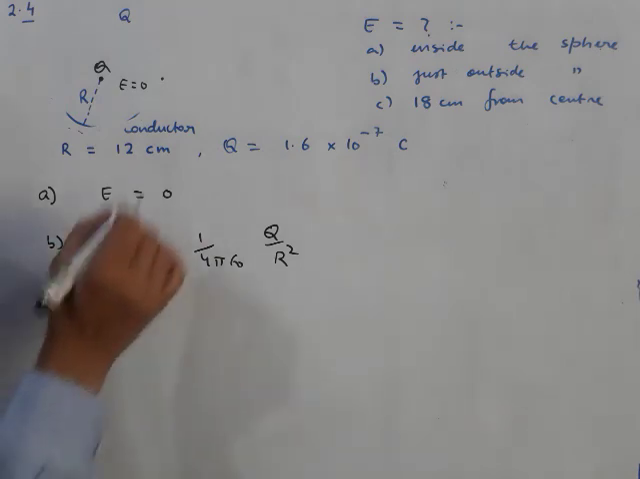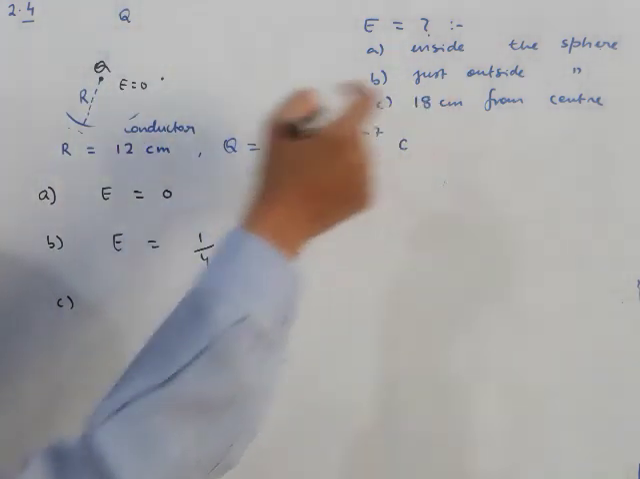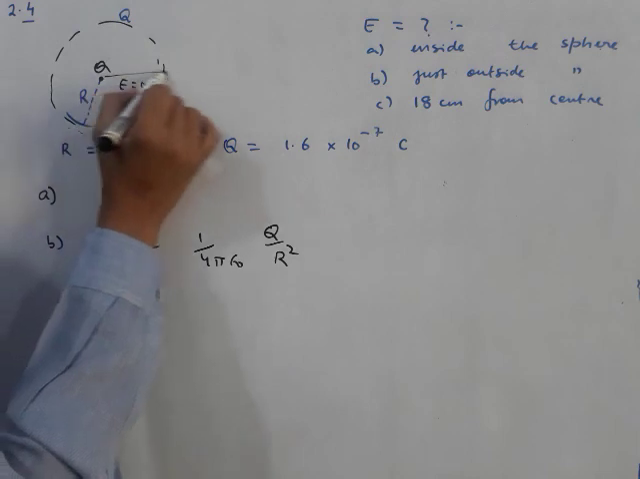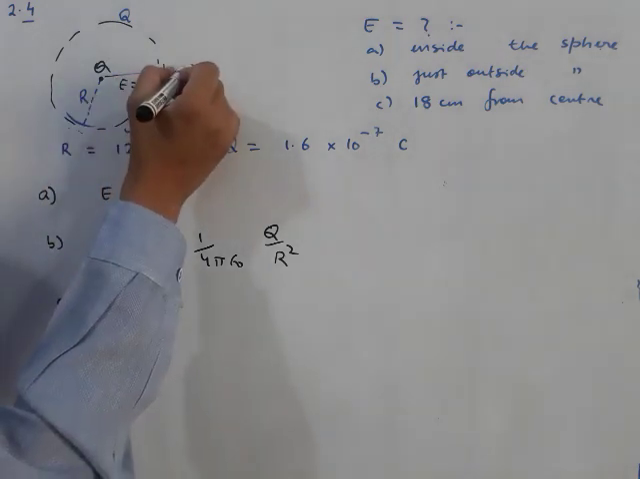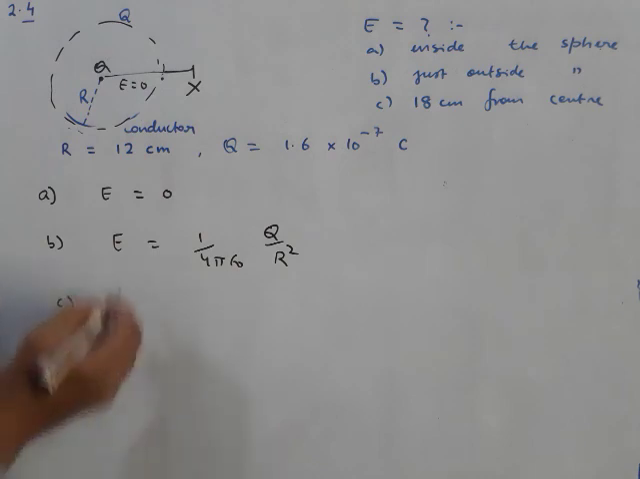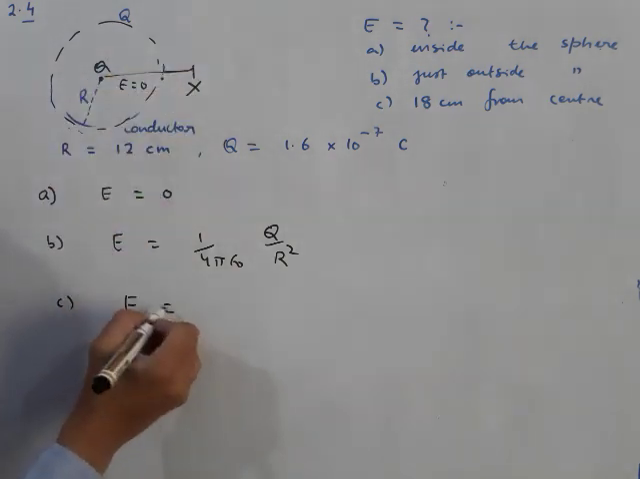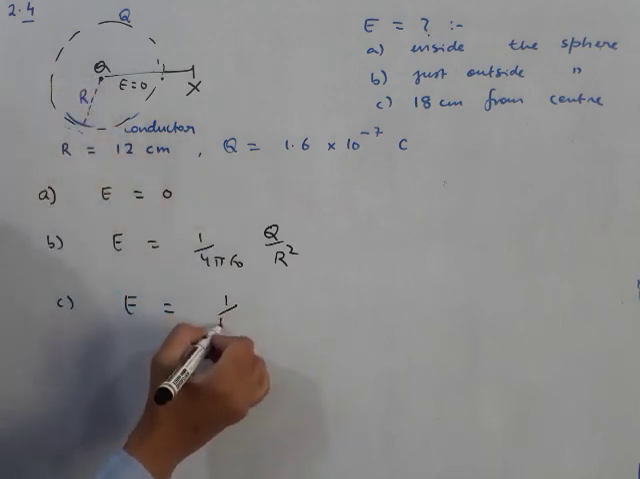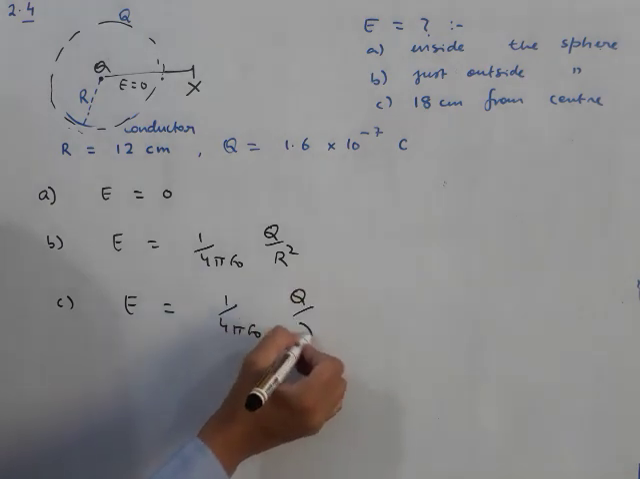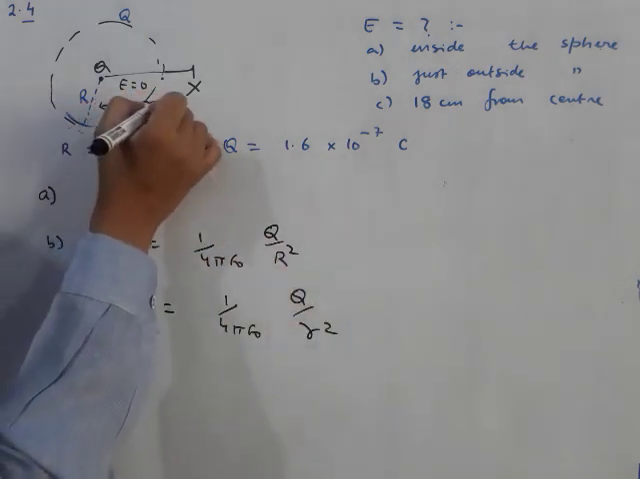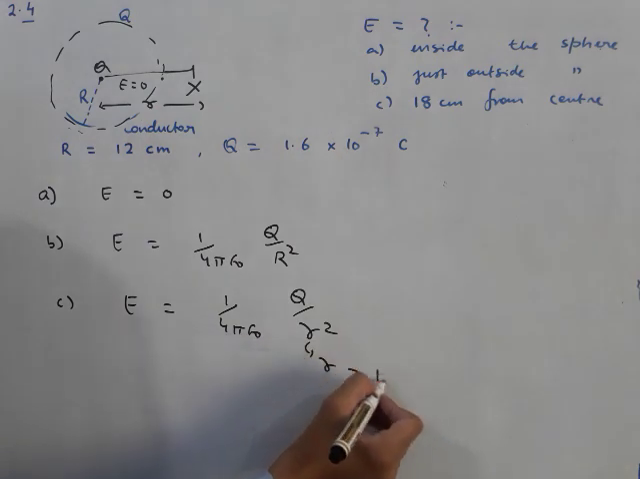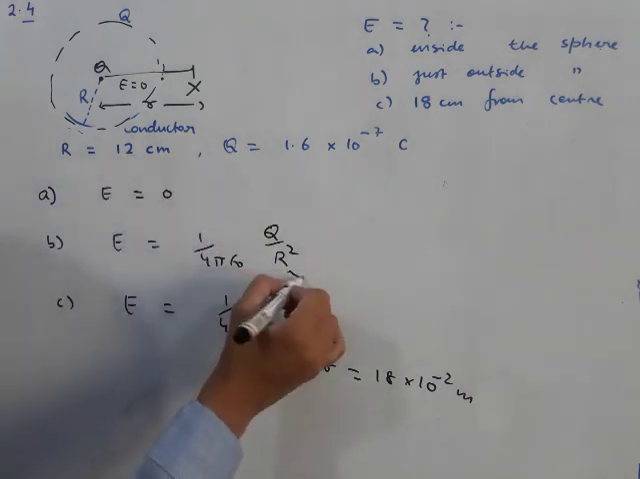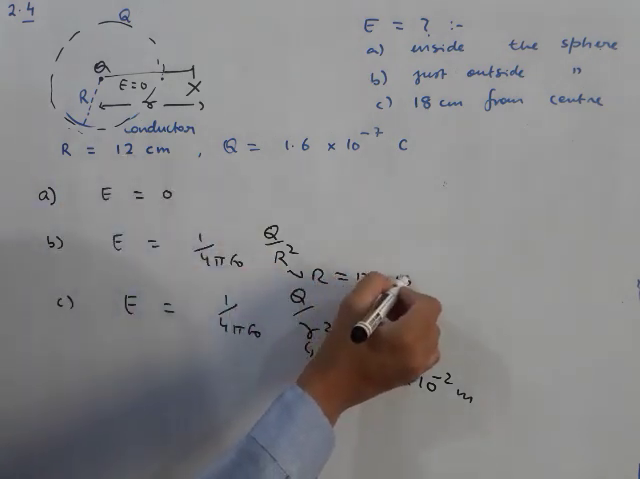And for the third part, the point is 18 centimeter from the center. Now this was our spherical surface. This is 12 centimeter and plus 6, this much. At this point we have to find the electric field. At this point the electric field will be as if the total charge is present where? At the center. So this will become 1 by 4 pi epsilon naught q by small r square. This distance I take as small r, where small r is how much? 18 centimeter, that is 18 into 10 to the power minus 2 meter. R is how much? 12 centimeter. So R will be put as 12 into 10 to the power minus 2 meters.